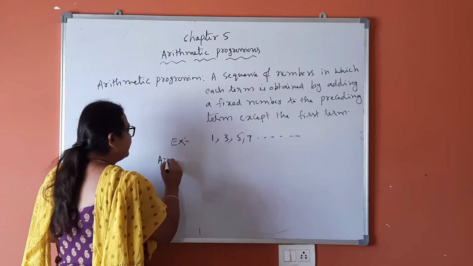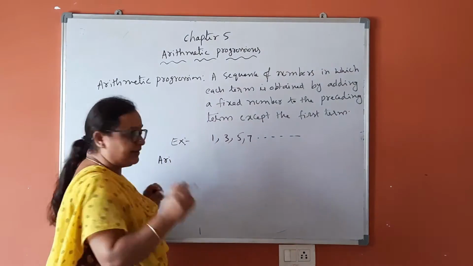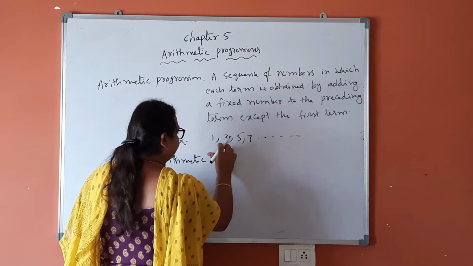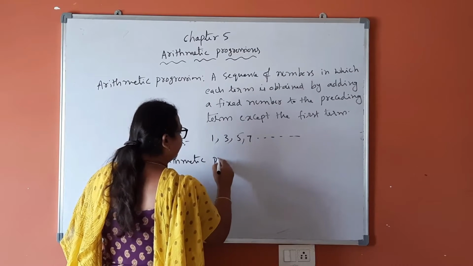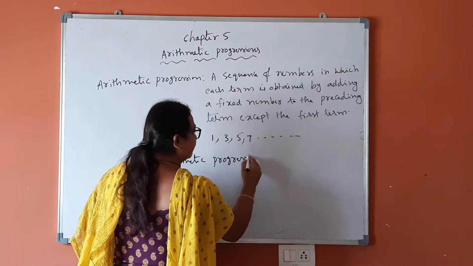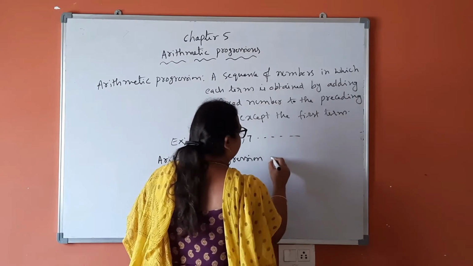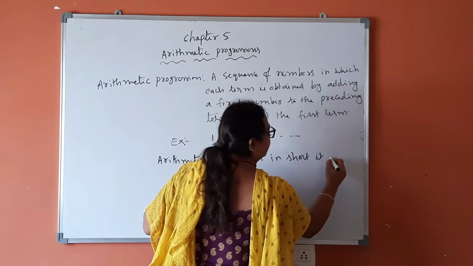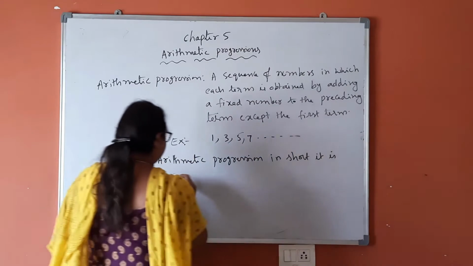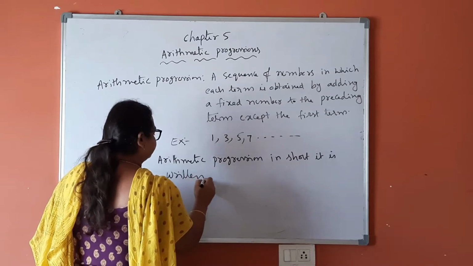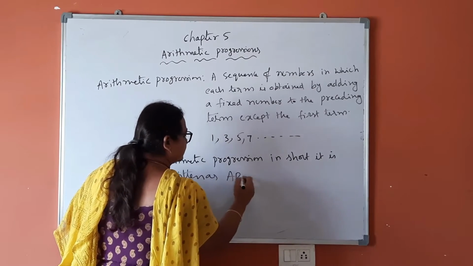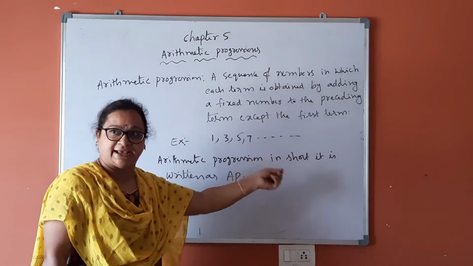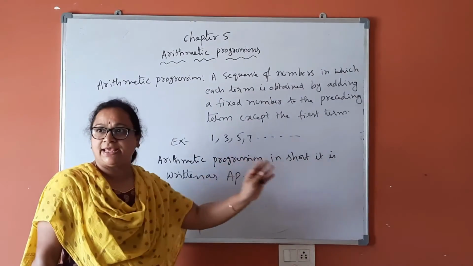Arithmetic progression in short is written as AP. So, we write AP instead of arithmetic progression every time. We write in short form AP.